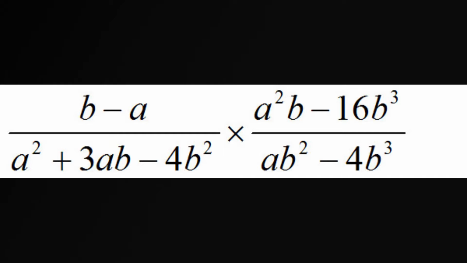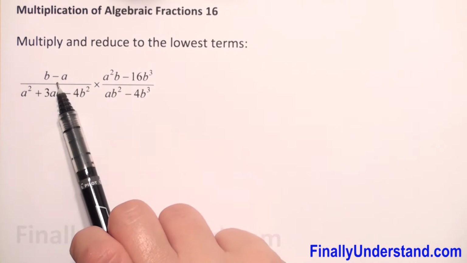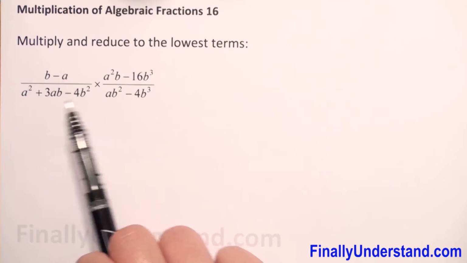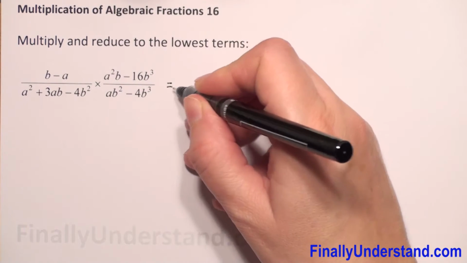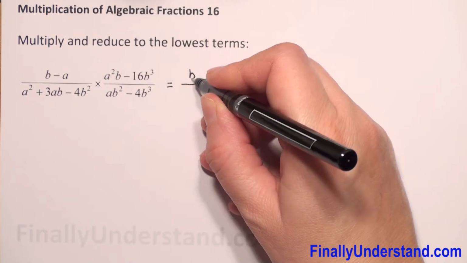We have multiplication of algebraic fractions. We have to use the same rule as for multiplication of fractions. So we have to multiply numerator times numerator, denominator times denominator. So we will put one fraction bar, and in the numerator we will have b minus a.